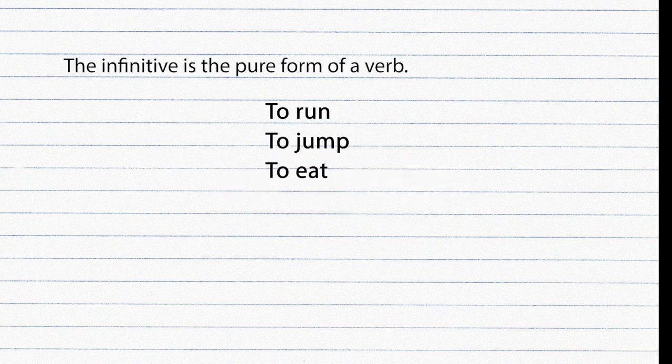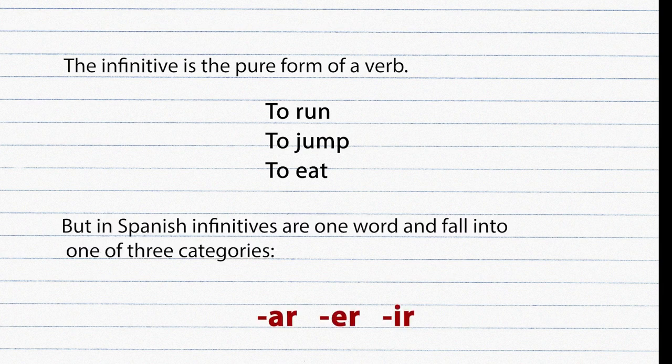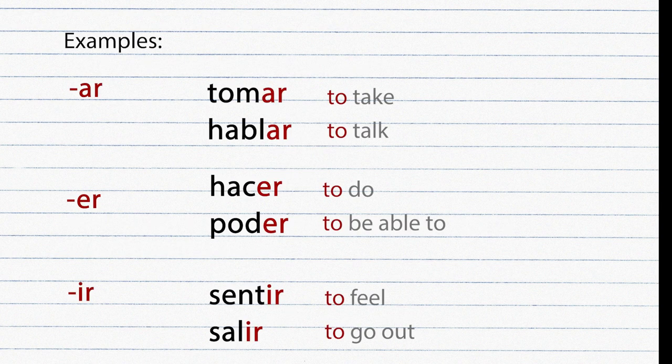Infinitives. The infinitive is a pure form of a verb. In English, infinitive verbs start with a to. For example, to run, to jump, to eat. But in Spanish, infinitives are one word and fall into one of three categories: AR verbs, ER verbs, and IR verbs. Example. Tomar. Hablar. Hacer. Poder. Sentir. Salir.